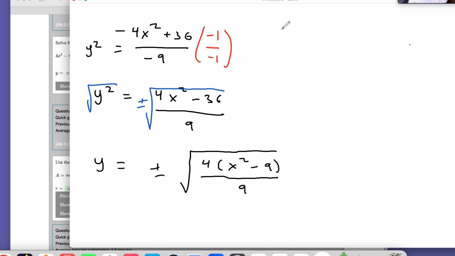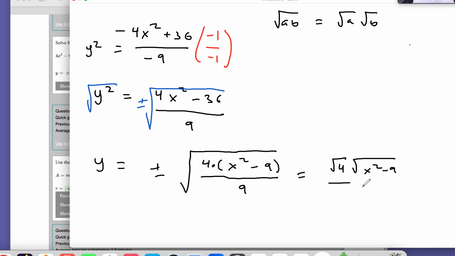And then remember that we have the property that says if I have a square root of ab, if it's comfortable and useful, I can think of that as root a, root b. And in this case, that would be useful and comfortable. I'm thinking of a multiply right there, so I can think of this as the square root of 4 times the square root of x squared minus 9 over the square root of 9. And there's also the same idea of a over b. I can think of that as 2 separate roots as well.